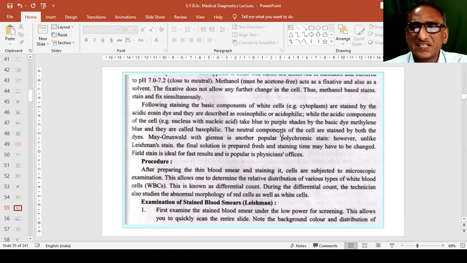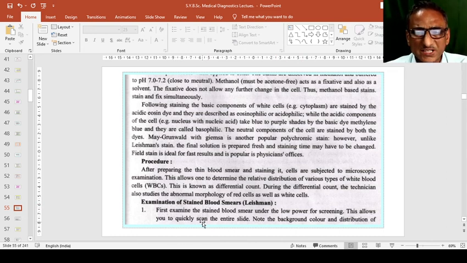Giemsa stain gives a polychromatic stain, and unlike Leishman's stain, it also gives a violet or blue color to the cells and nucleus. How do we use it? After preparing a thin smear of the blood, you allow it to dip under the stain. Then the differential cell count becomes easily possible. Morphologically, we can study the red blood cells along with white blood cells, but Leishman stain is specially for the WBC, or white blood corpuscles.